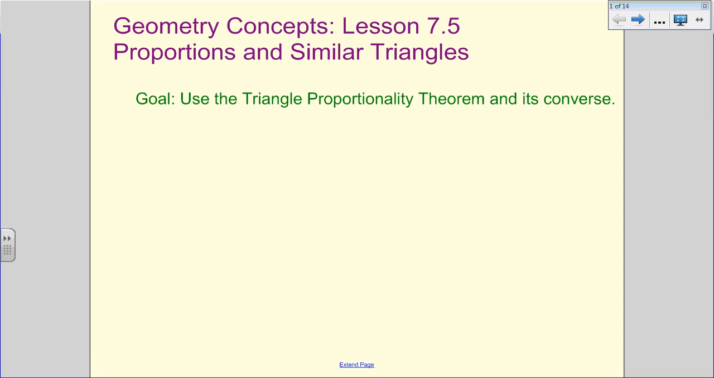Ladies and gentlemen, we are at the 5th lesson in Chapter 7. This is proportions in similar triangles. So we're going to take a look at what sort of equal ratios we find in similar triangles. And so we're going to use what's called the triangle proportionality theorem, and then its converse.